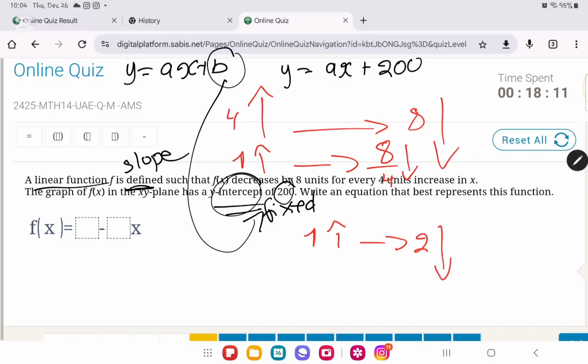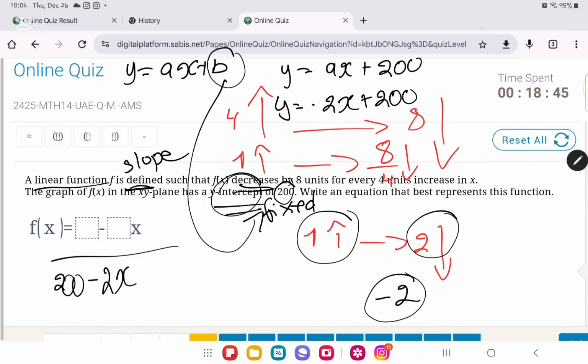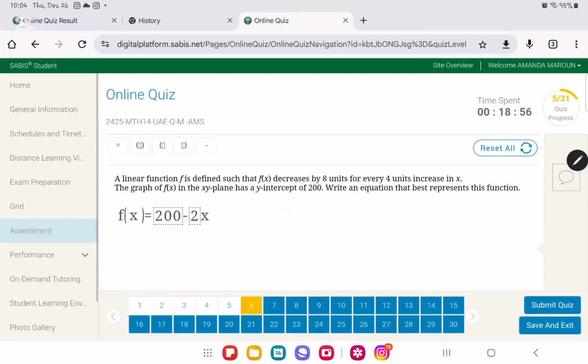Such that f(x) decreases by 8 units for every 4 units increase. And after solving it, we got that 1 unit increase gives us 2 units decrease. So in other terms, the slope is going to be 2. But it's not going to be only 2, it's going to be negative 2 because it's decreasing by 2 units. So that leaves us with y is equal to minus 2x plus 200, or in another format they wrote it like this, it's 200 minus 2x. So very simply our answer is 200 minus 2x.